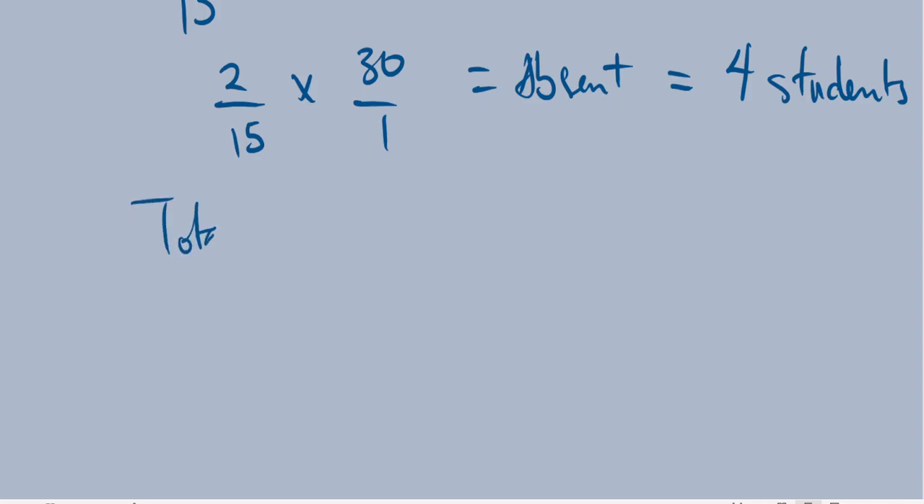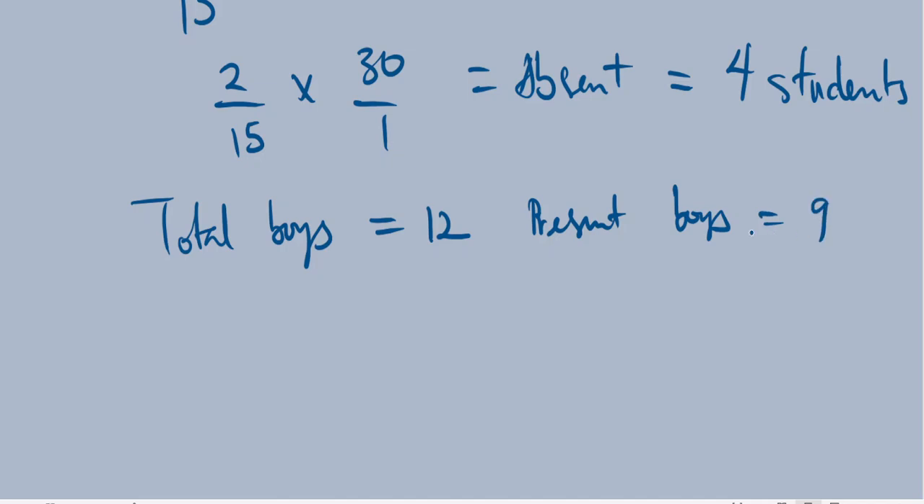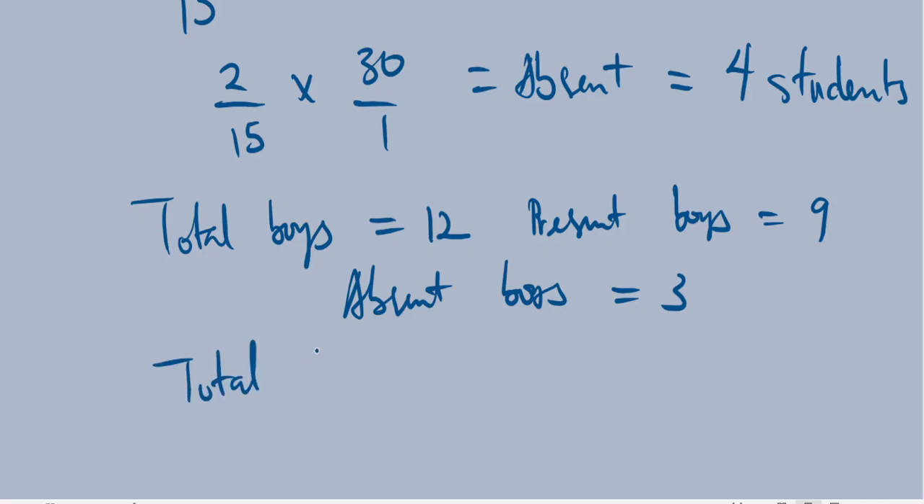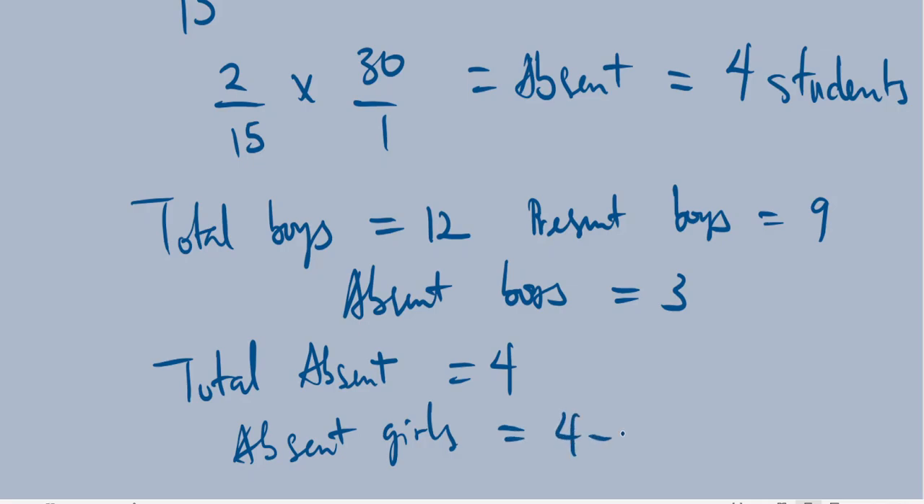So total boys is 12, present boys is 9, so therefore absent boys will be 3. Total absent is 4, so that means absent girls will be 4 minus 3. So there's only one girl that did not come to school.